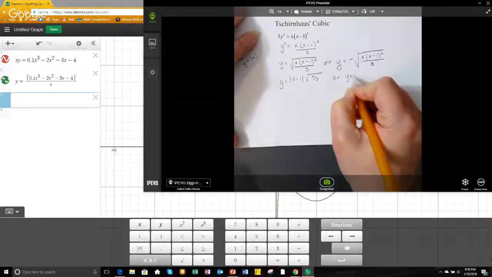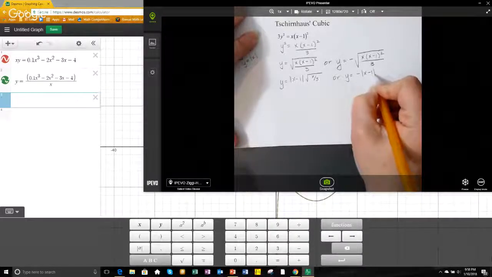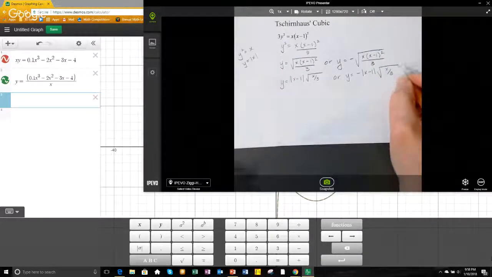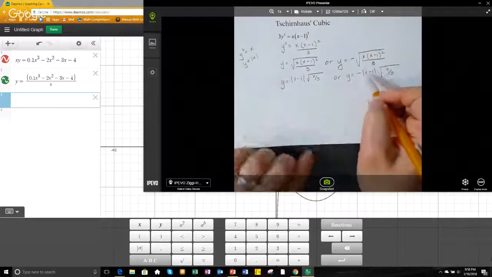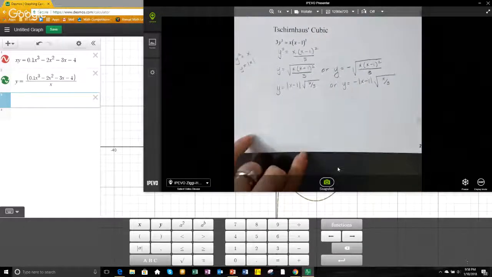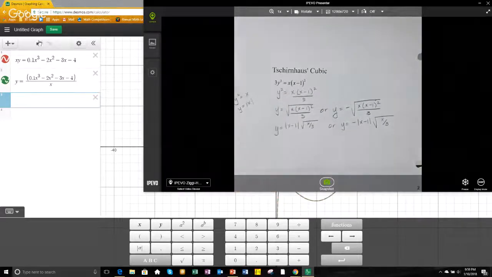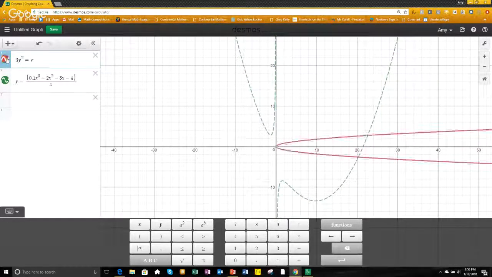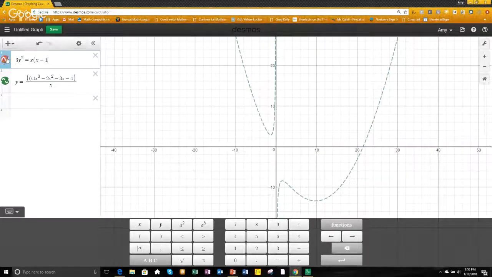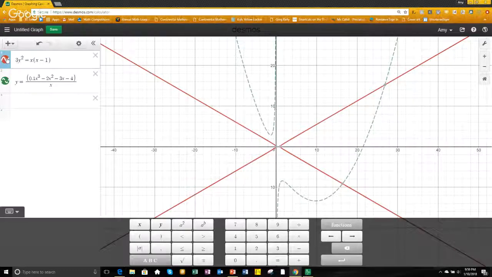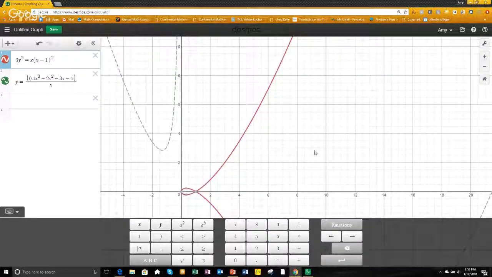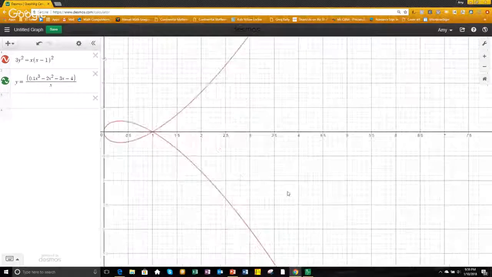Or y equals negative absolute value of x minus 1 times the square root of x divided by 3. So you could pull the x minus 1 out of here if you use absolute value bars. All right, so let's see what this Tschirnhaus's cubic looks like. That's going to be 3y to the second equals x times x minus 1 quantity squared. And I'm going to zoom in on this because it's interesting when it gets smaller, just because it has a little loop down here.